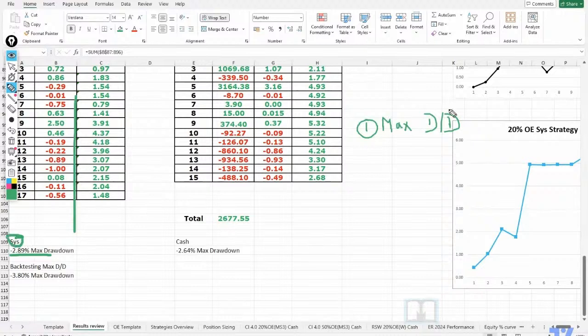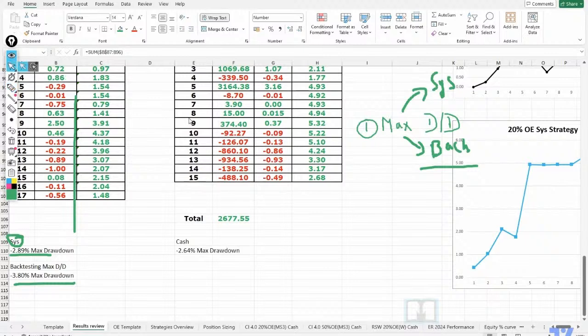So first, in the maximum drawdown, we look at the system maximum drawdown. After that, we also look at our backtesting maximum drawdown, which is 3.80. So we haven't surpassed our backtesting maximum drawdown. You must always have a reference point for where you should start considering to stop executing your strategy, or where you start to doubt whether this really has an edge. So that will be the first point.